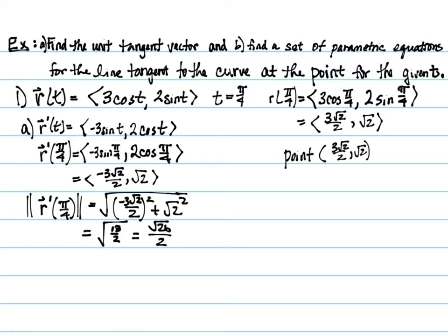All right, so we're ready to find our unit tangent vector. T of pi over 4 would be the vector I started with up here. Negative 3 square root 2 over 2, square root 2.